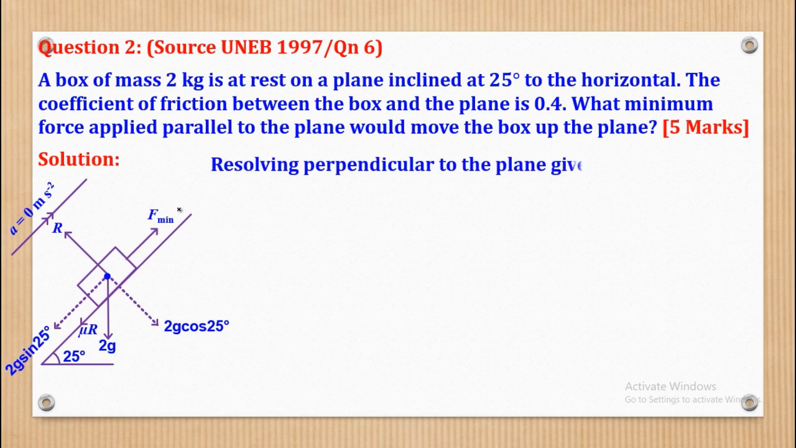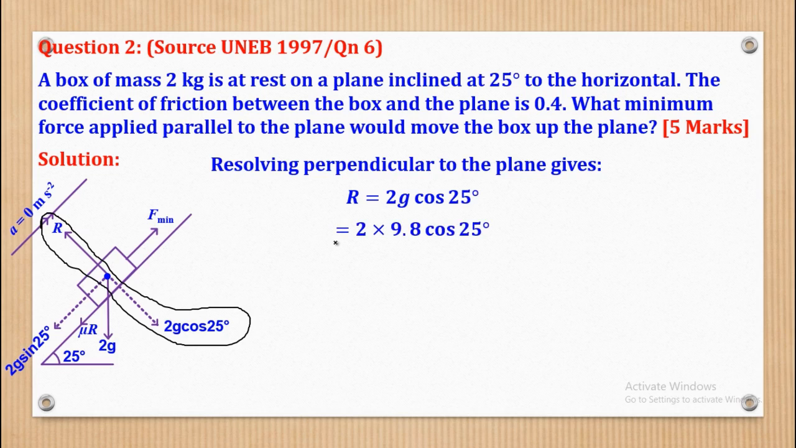When I resolve perpendicular, I'll come up with R being equal to 2g cos 25 degrees. When I simplify, I'll come up with R being equal to 17.7636 newtons.